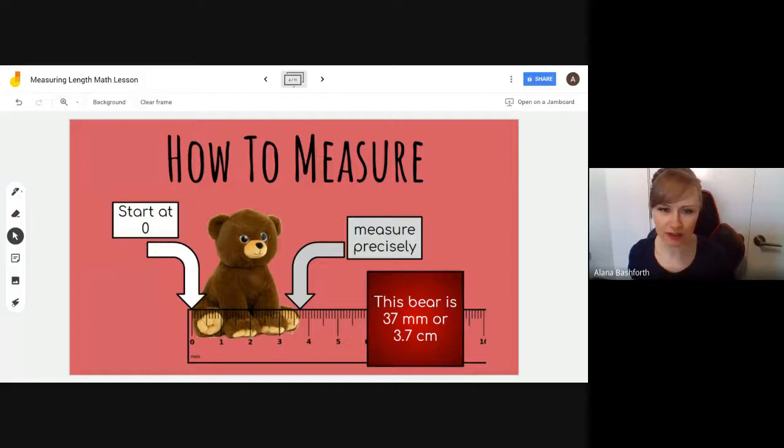On the screen, we've got the bear, and obviously he'd be bigger than that, but I put a ruler there to show you. He's a little tiny bear. So he starts at the 0, and then his foot ends right at where this arrow is, which is, if you count, there's a 3, and then 1, 2, 3, 4, 5, 6, 7. There's 7 ticks in, makes it either 37 millimeters or 3.7 centimeters. So make sure you're measuring precisely. This wouldn't be 4 centimeters or 3 centimeters unless we were estimating.